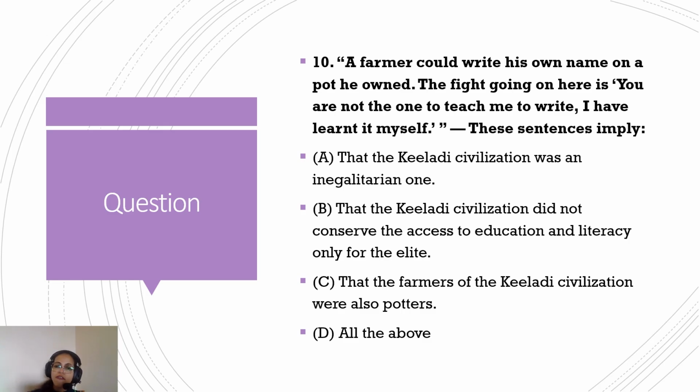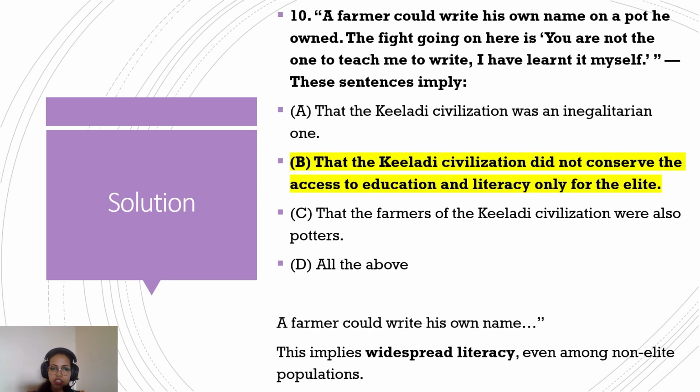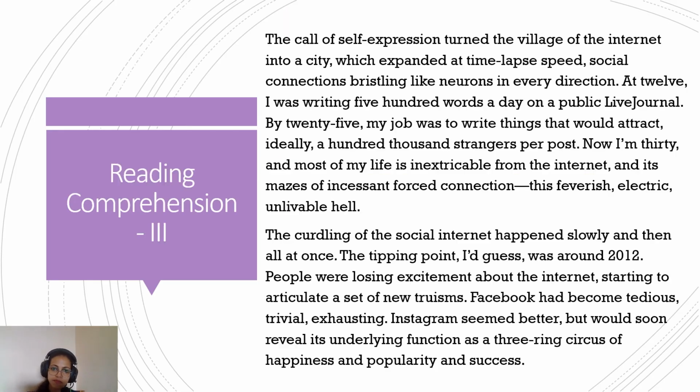Now the 10th question. A farmer could write down his own name on the pot he owned. The fight going on here is you are not the one to teach me to write. I have learnt it myself. This statement implies, we've already done this, that the Kiladi civilization did not conserve the access to education and literacy only for the elite. So somebody like a farmer was also literate enough to write his or her name. So this is what is being implied in these lines, that literacy was widespread in the Tamil Nadu region.